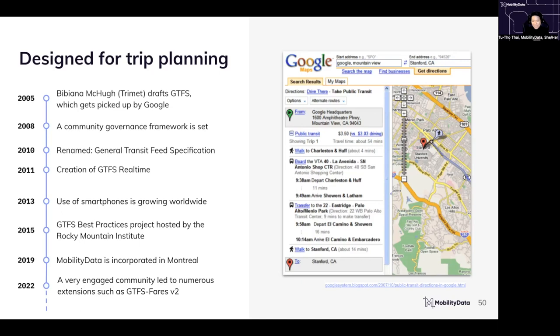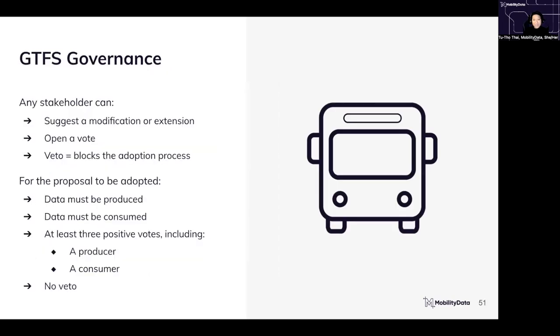So in 2015, the Rocky Mountain Institute in the US hosted a project called GTFS Best Practices. It grew bigger up to the point that Mobility Data was incorporated in 2019. And in 2022, today, the community is so much alive that multiple extensions have been created, including, as I mentioned earlier, fares representation. How is GTFS governed?